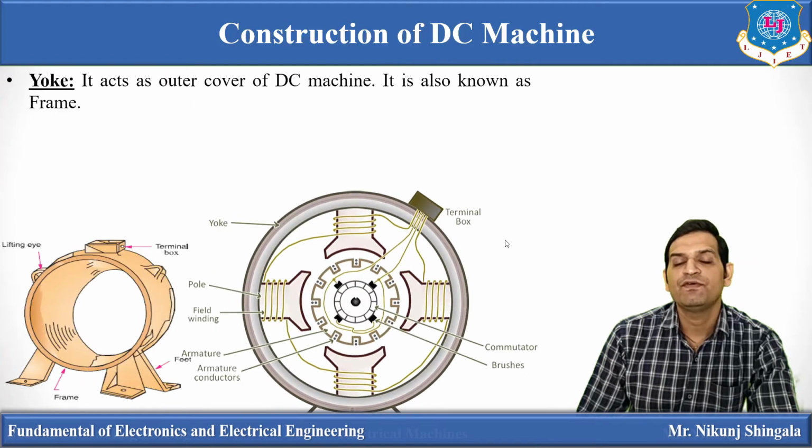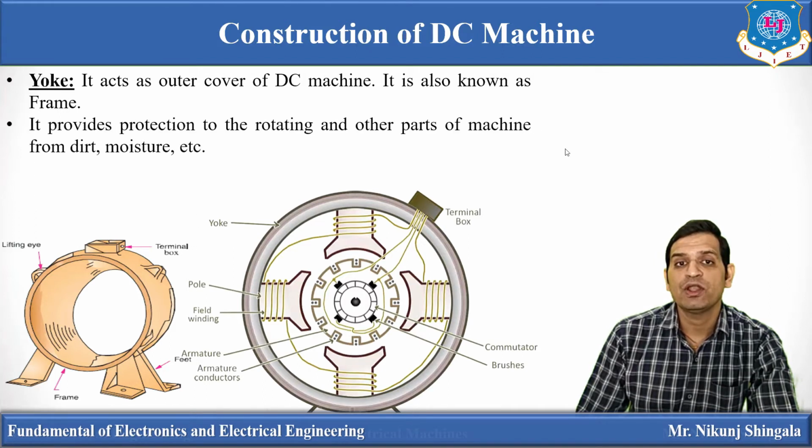So let us start with the first one, that is the yoke. The yoke is basically the outer cover. You can see it in the diagram here. It is also known as the frame, which provides protection to the rotating parts and other parts of the machine against dirt and moisture.